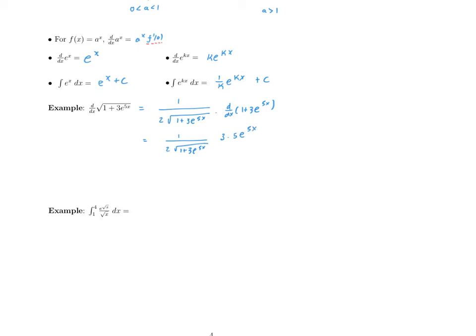And we could leave it in this form. I'm going to take it one step further and just make it look a touch more convenient. 15 e to the 5x over 2 square roots of 1 plus 3e to the 5x.